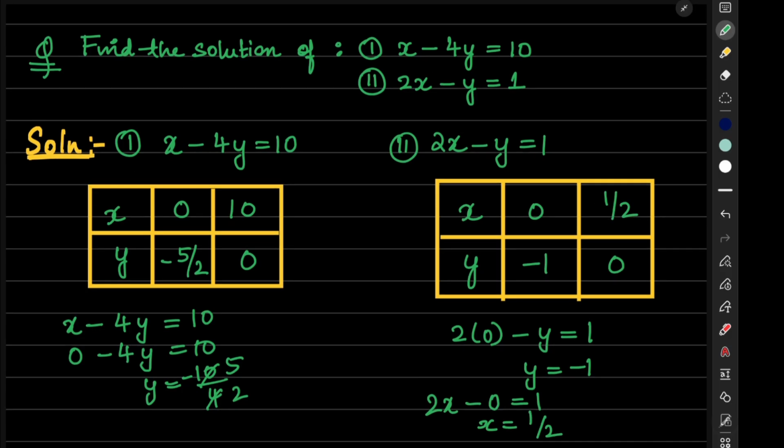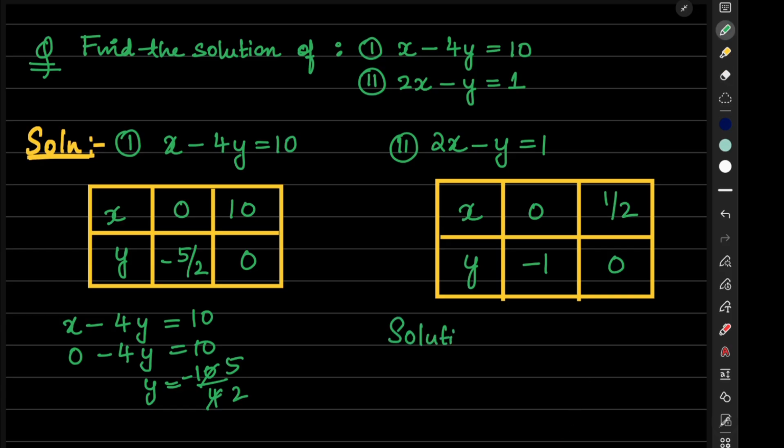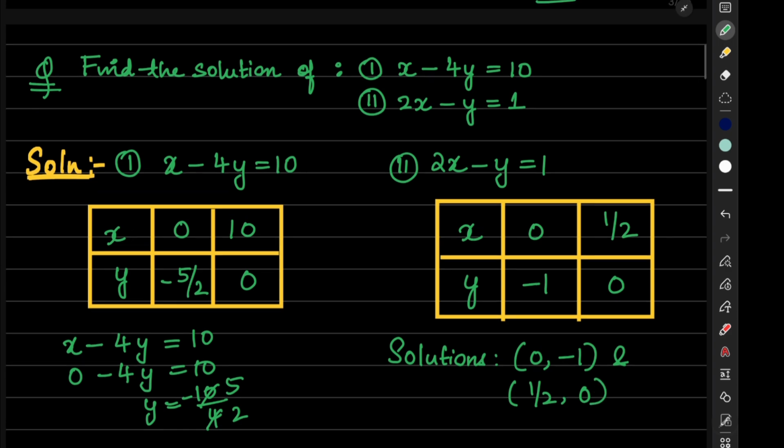That's your next solution. So how will you write it? The solutions are 0 comma minus 1 and 1 by 2 comma 0. So this is how you have to finally write it. If you're able to write it clearly, you will get full marks. So it's very easy. Let us move on to the next part.